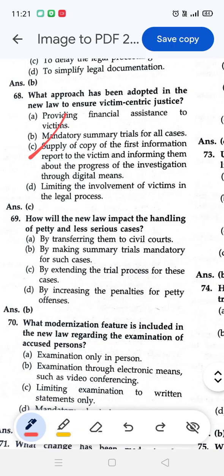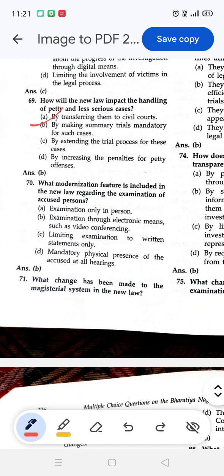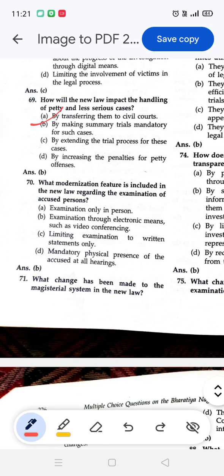Question number 69. How will the new law impact the handling of petty and less serious crimes? So option B is correct. By making summary trials mandatory for such cases. Question number 70. What modernization feature is included in new law regarding the examination of accused person? So option B is correct. Examination through electronic means such as video conferencing.